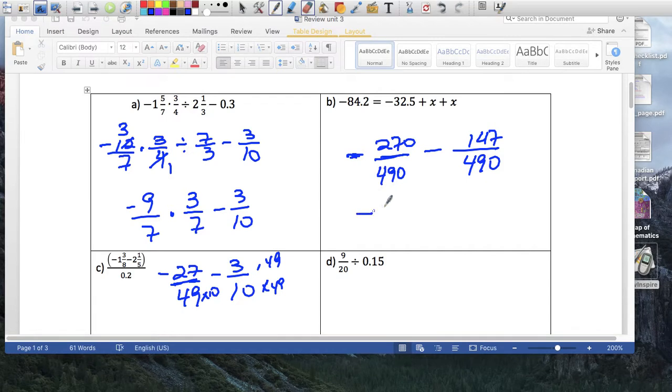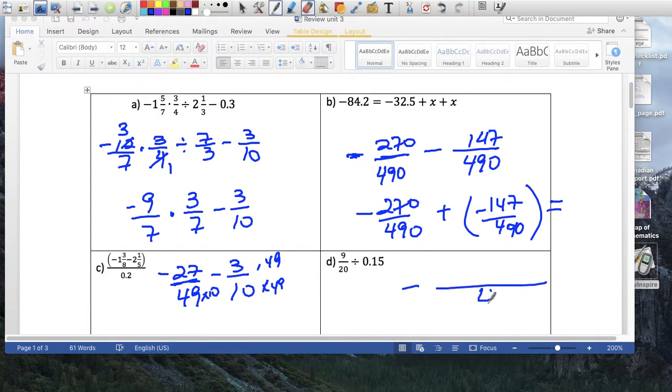So now we have this as subtraction here. So minus 270. I change that to an addition problem, plus negative 147 over 490. Right, so two negatives being added together, so it's going to be just a negative number, right? So 490 stays the same. So negative and negative, so we're just going to add those two numbers. So 270 and 147, 417. Okay.